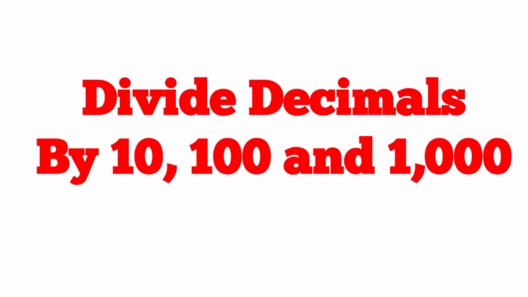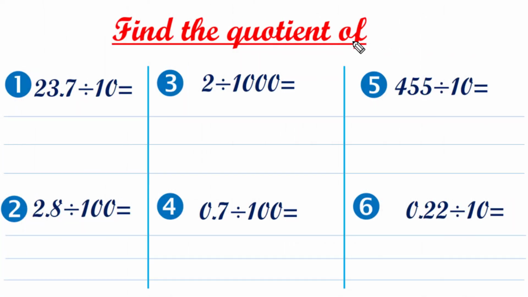Next, divide decimals by 10, 100, and 1000. Find the quotient of decimals divided by 10, 100, 1000. Just move the decimal point to the left according to the number of zeros. Divided by 10, so move the decimal point to the left just one digit. We will get 2.37.